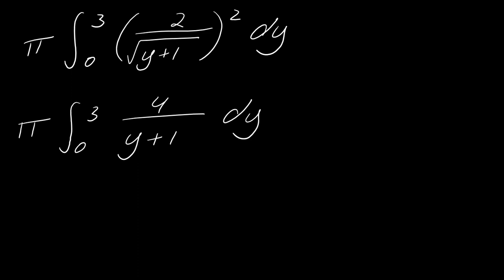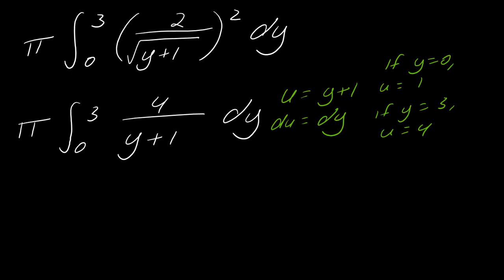Okay, and so sometimes when you get to this point, you still have to do some fancy tricks with your integrating. In this case, I can't integrate this as is. I've got to use substitution. So my u is going to be y plus 1. My du is going to be just dy. And then I'm going to change my limits of integration. If y equals 0, 0 plus 1 is just 1, so u is 1. If y equals 3, 3 plus 1 is 4, so u will be 4. So now I can finish this.